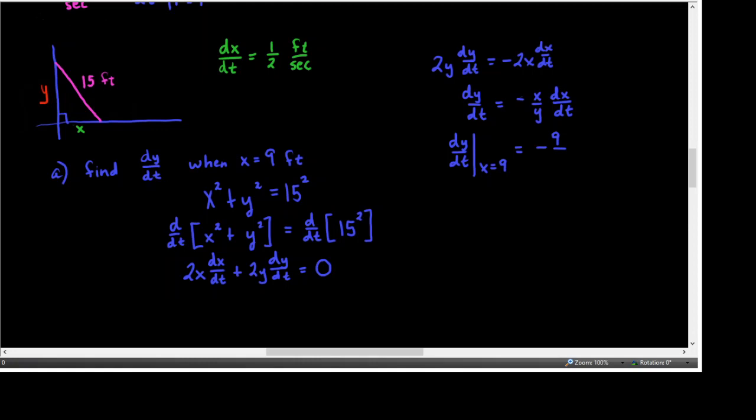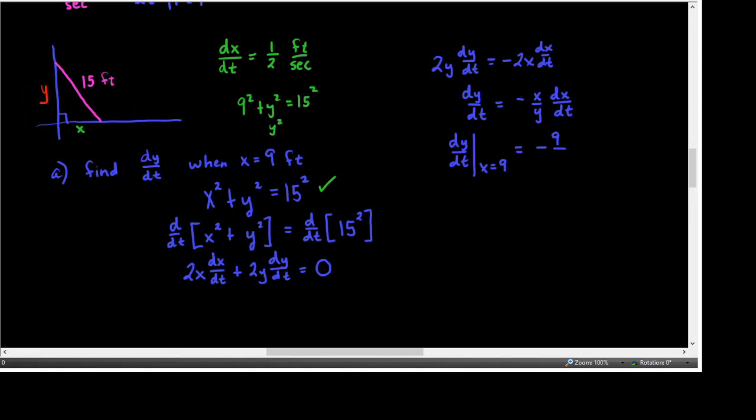Now, this is going to happen quite a bit, that one of the values that you need to have, like here we need to know what y is when x is 9, is not given. And you're going to have to calculate it yourself. And so this primary equation we came up with that related x and y to each other is going to be useful for that. Because if x is 9, that means x squared, which would be 9 squared, plus unknown y squared will be 15 squared.